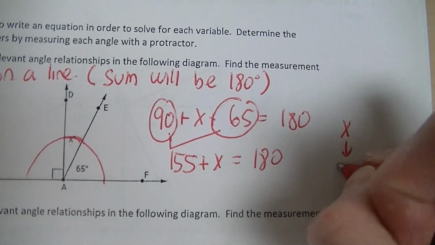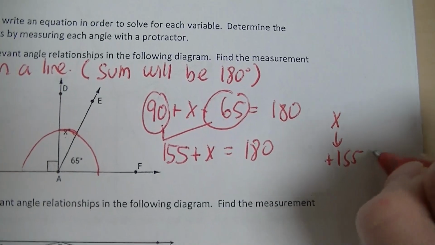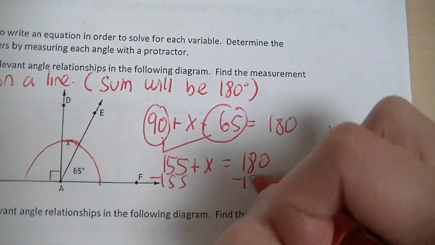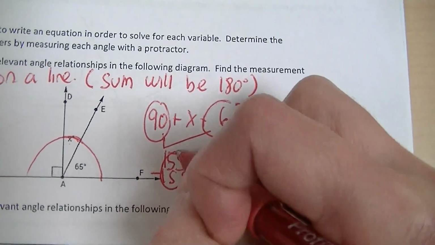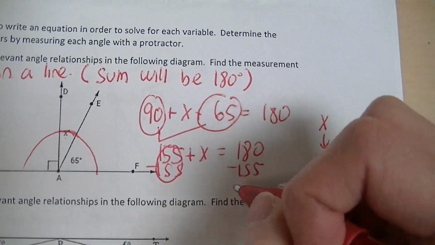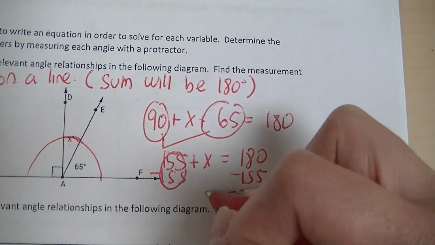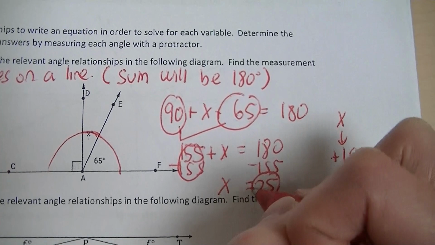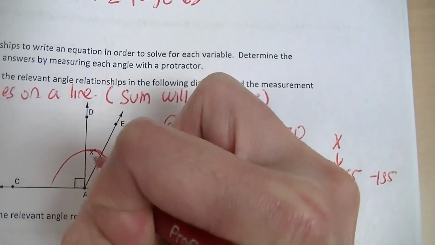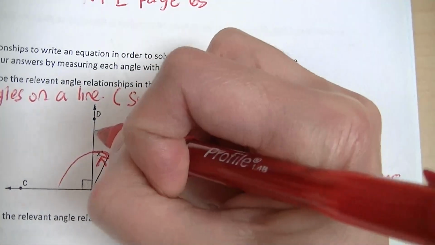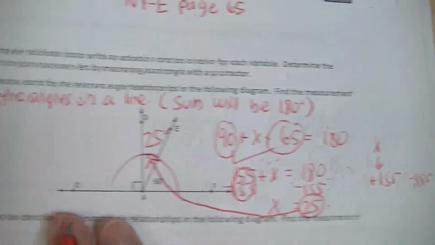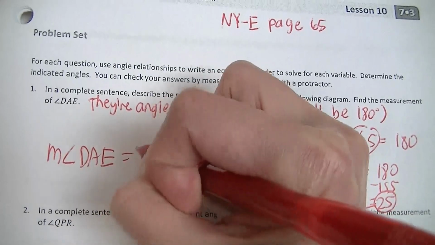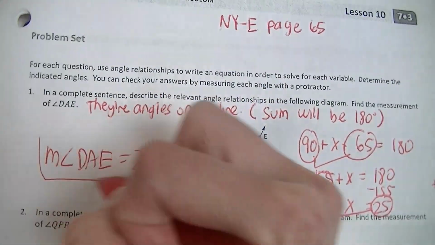Start with X, then we just added 155 to it. The inverse operation of adding 155 is to subtract 155, and make sure you do that to both sides of the equal sign. 155 take away 155 is 0. 180 minus 155 is 25. Bring down your equal sign, bring down your X. You're not done. You need to substitute it back in for X. So the measure of angle DAE is 25 degrees. But you've got to be obvious about it. The measurement of angle DAE is 25 degrees.